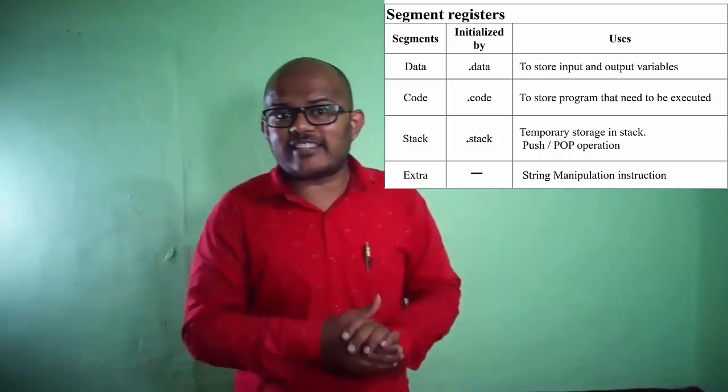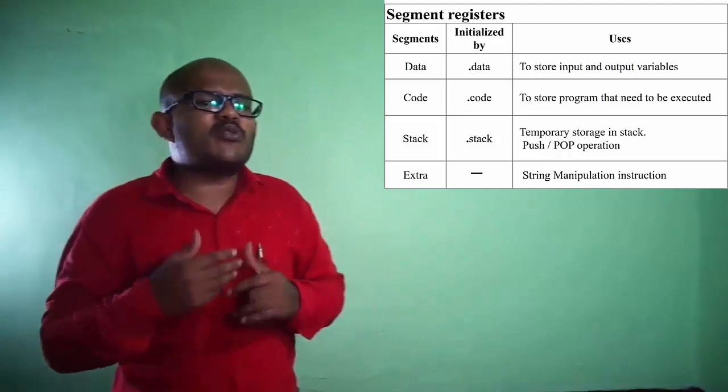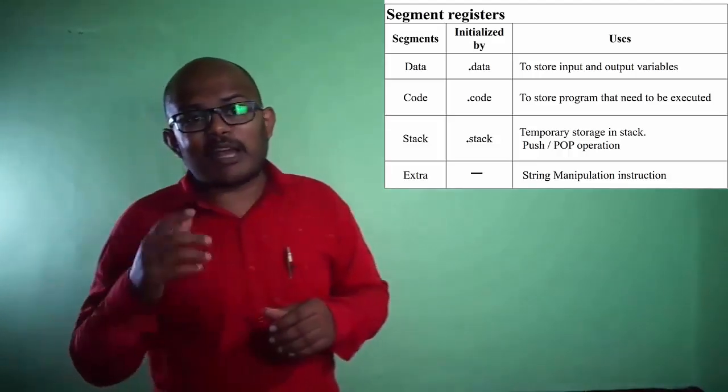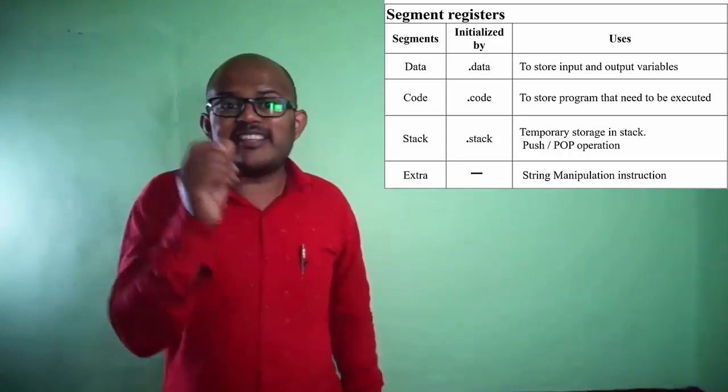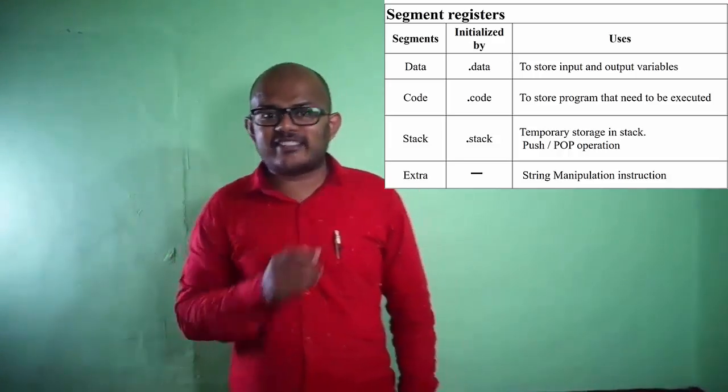If I am talking about the extra segment, whenever you use string manipulation instructions, the microprocessor by default makes use of the extra segment. This is how you make use of the extra segment.